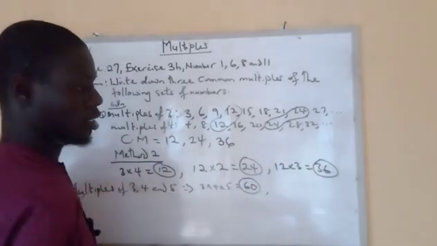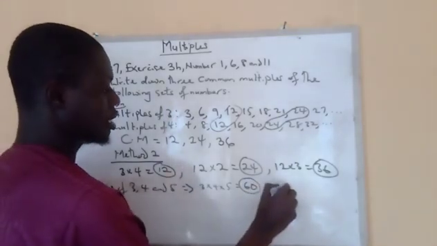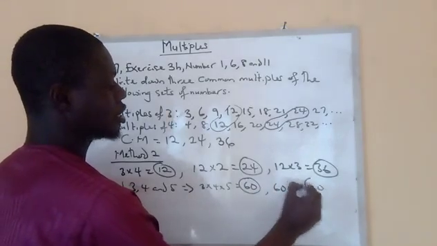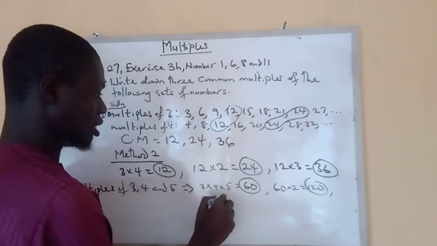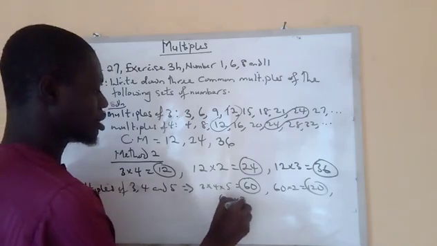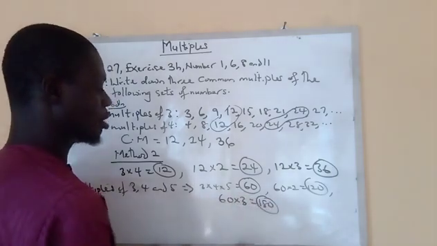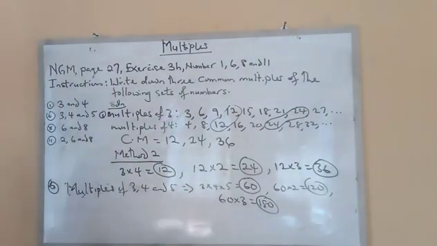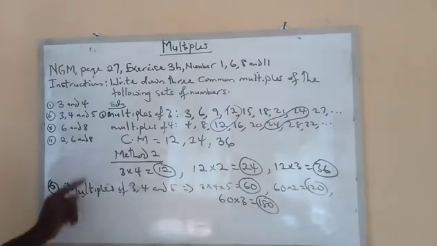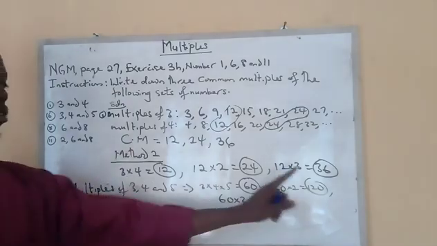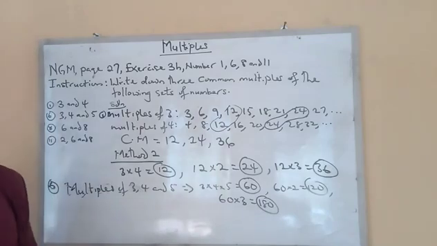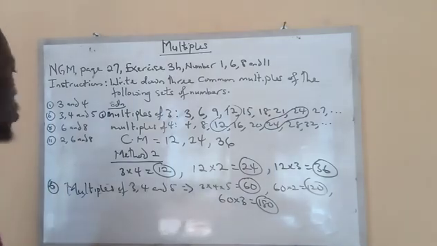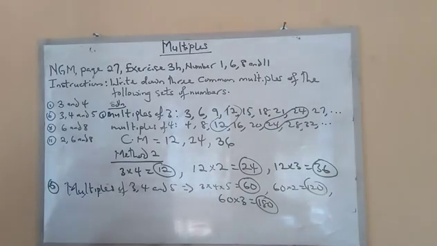So 60 is a common multiple of 3, 4, and 5. How do we get the other ones? We say 60 times 2, that is 120. Then 60 times 3, that is 180. So the 3 common multiples of 3, 4, and 5 are 60, 120, and 180. That is just it. So let's move on to number 8.